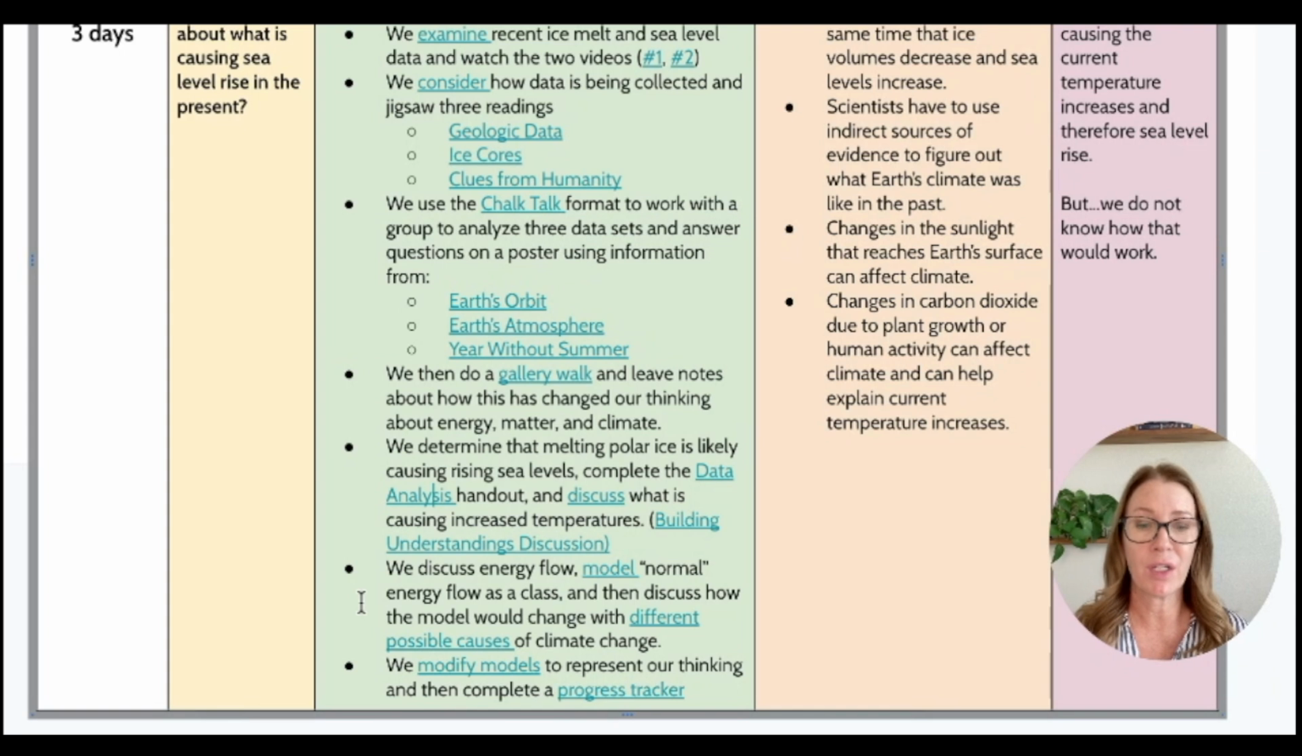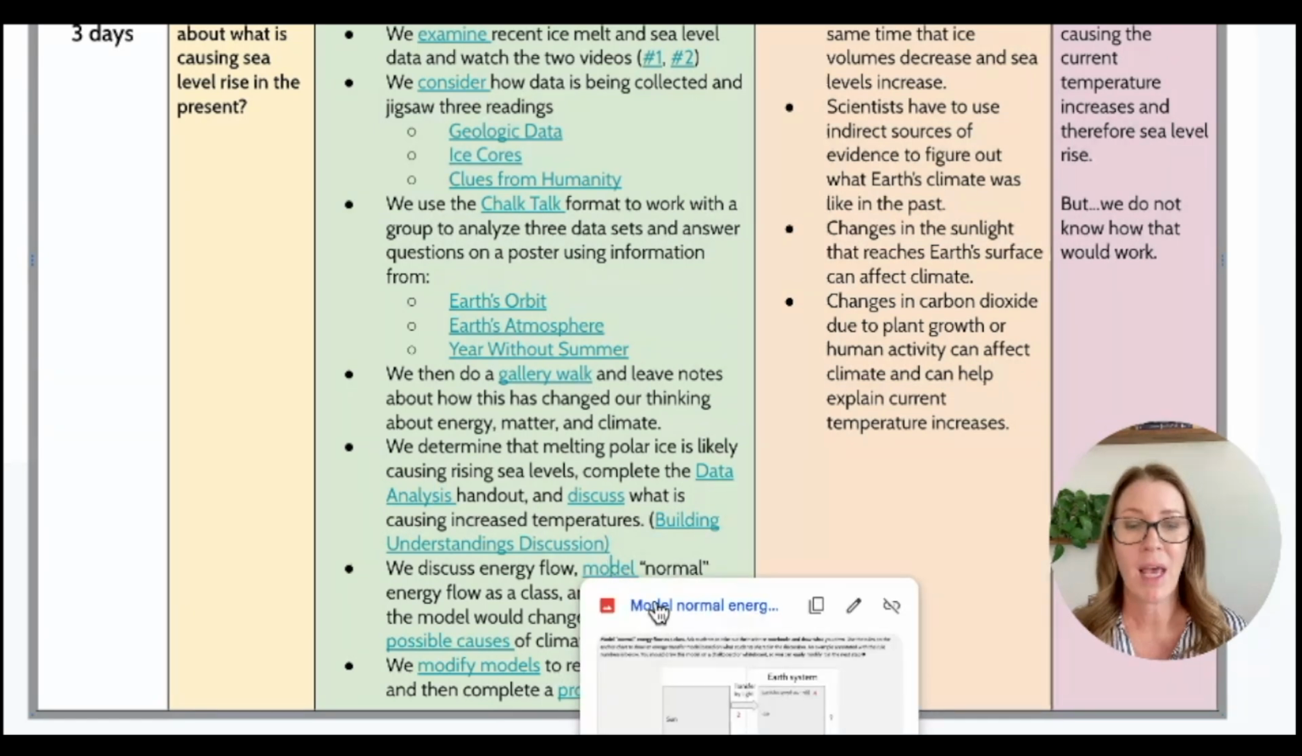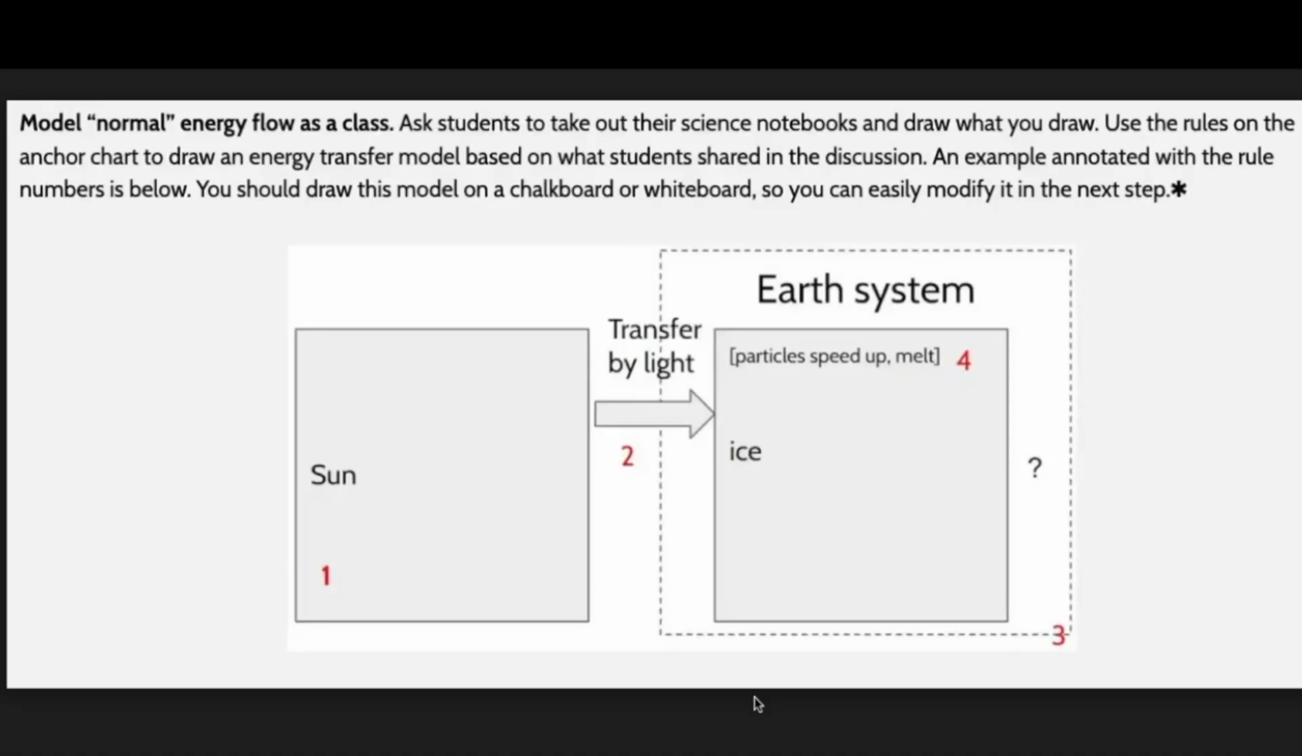Okay, once we've gotten to this point where we think it's carbon dioxide, we are going to introduce an energy flow model and some rules that we use as scientists to model energy inputs and outputs in a system. There is a poster that you're going to make that's going to have several different numbered rules on them. This is going to be drawn on chart paper, and the students are going to copy this into their notebook as you go over the rules.